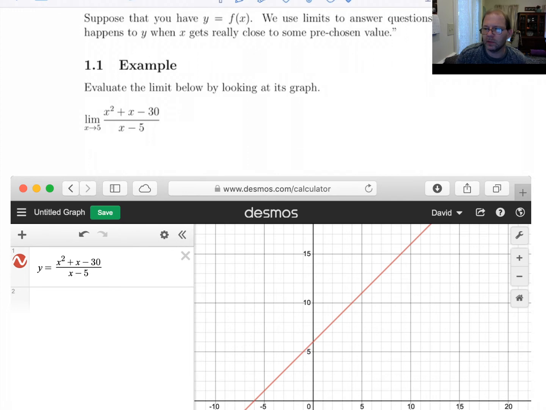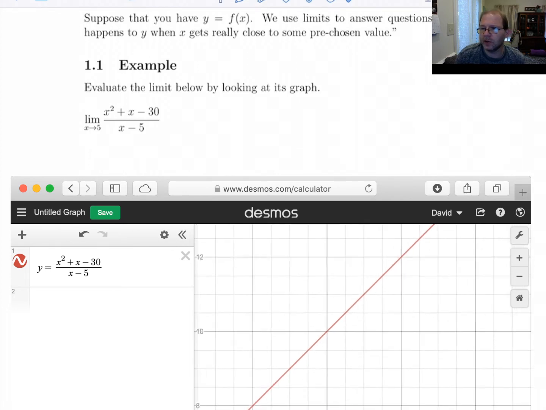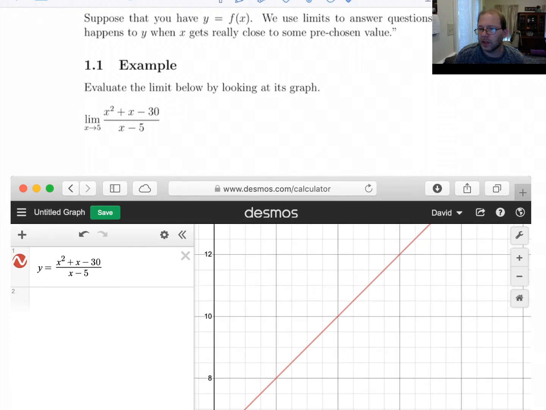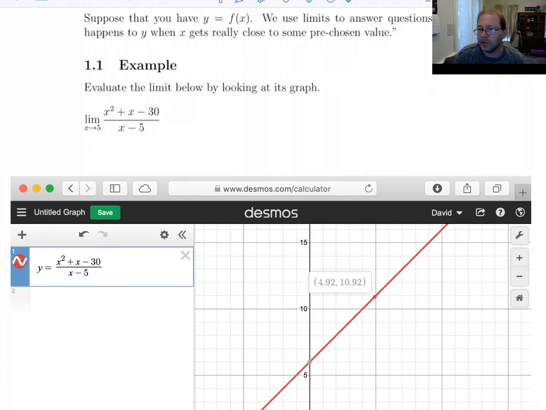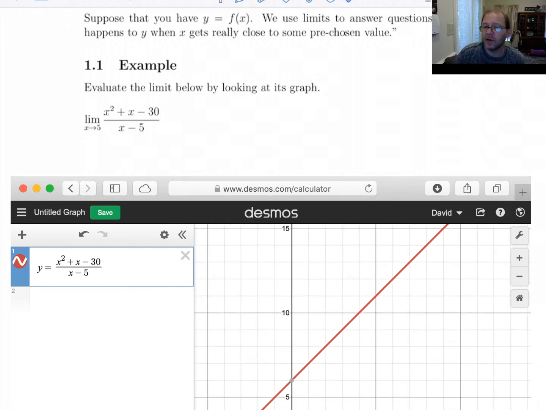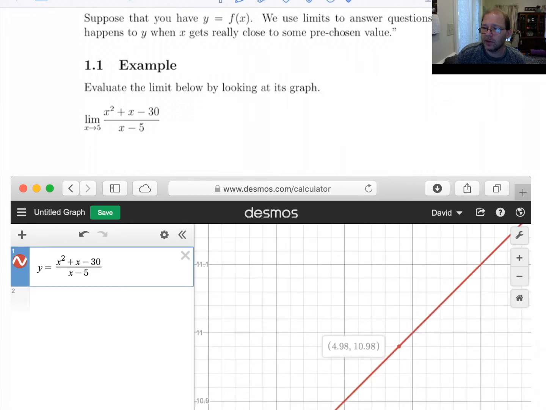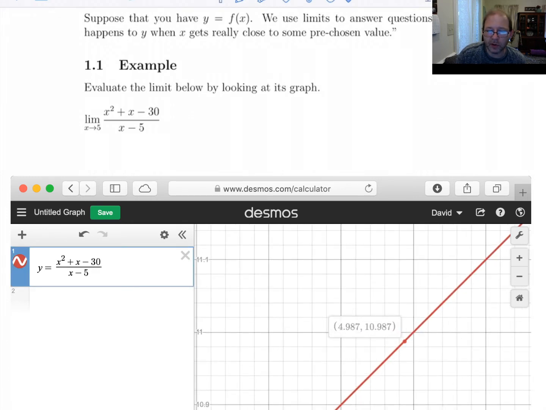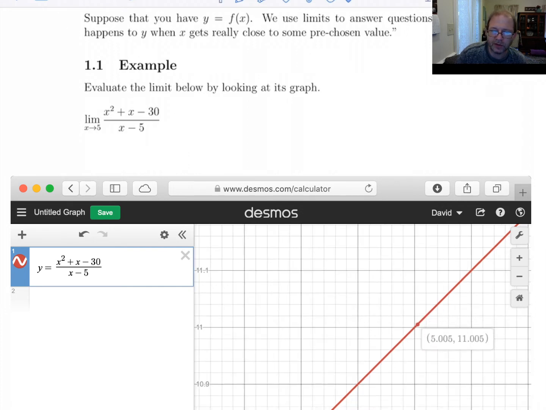We can see that if we zoom in here. Let's look at this point. The x-coordinate is 5 here, and if we come up here and get right on 5, notice it says it's undefined. But if we zoom in and look at these points, as our x value gets closer and closer to 5, our y value is getting closer to 11. And same thing if we approach from above. As we get x close to 5, y is approaching 11. So by looking at this graph, we would say that the limit of this function as x goes to 5 is 11.